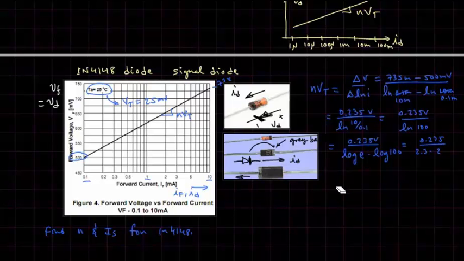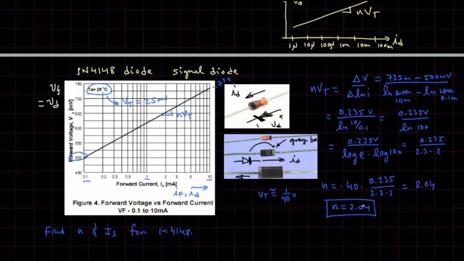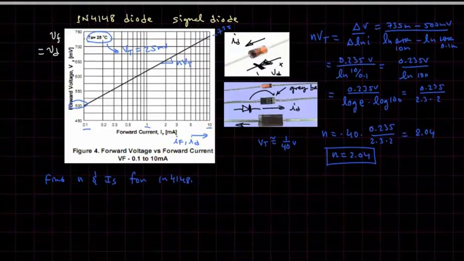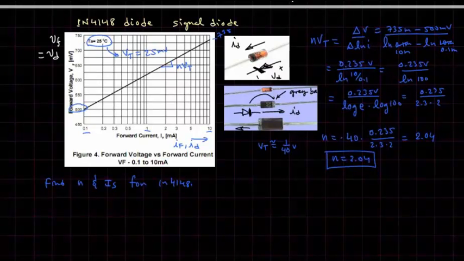Okay, and we're actually solving for n, right? That's what we want to find out. So this is going to be n equal to, remember VT is equal to about 1/40th of a volt. So we're going to multiply by 40 times 0.235 over 2.3 times 2, and if you crank that out, it turns out that it's 2.04. So n is equal to 2.04, which is what we would expect for a discrete diode. Actually, it's pretty ideal there. Okay, so that's how you would find an n from some data.